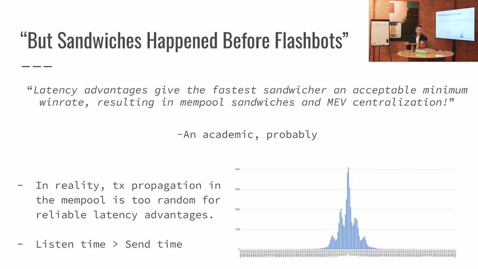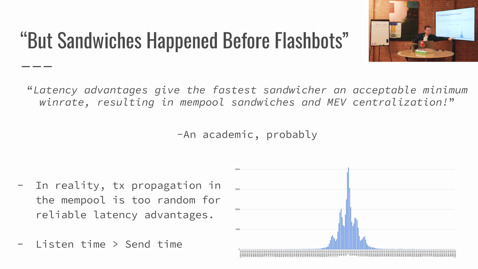That's not a bad way of thinking. That is logical, but in reality, transaction propagation in the mempool is way too random for any sort of latency advantage to be reliable. And the reason why I say that isn't because sending to the validators is random, it's because it's the listen time. It's not time to send, it's time to listen. That's extremely important when it comes to not just sandwiches, but all transaction-based MEV. And knowing when you will hear about a transaction relative to when your competition will hear about a transaction is an extremely uncertain thing and extremely random because of the way that the P2P layer in Ethereum is programmed.